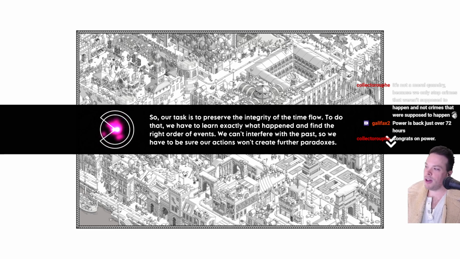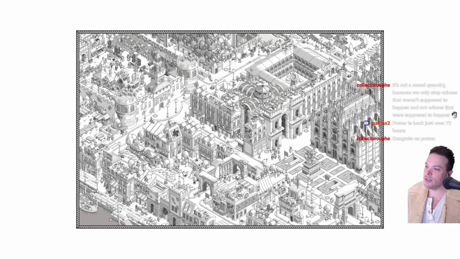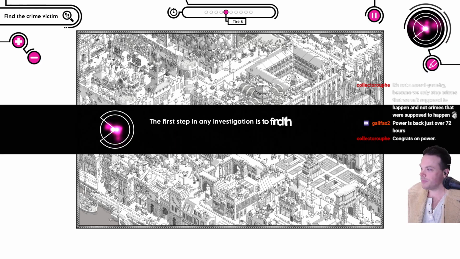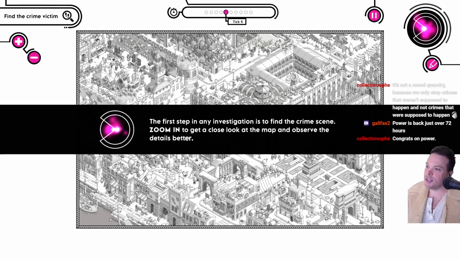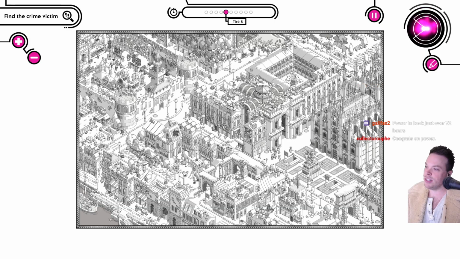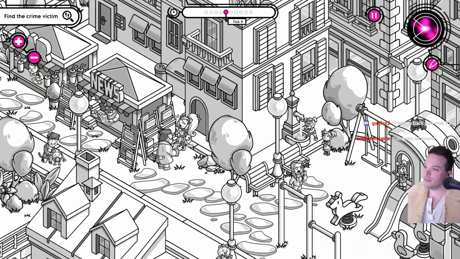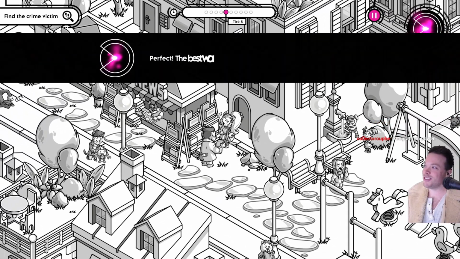Exactly what happened and find the right order of events. We can't interfere with the past, so we have to be sure our actions don't create more paradoxes. The first step in any investigation is to find the crime scene, zoom in, get a closer look at the map, and observe better details. So we have enhance. Perfect.